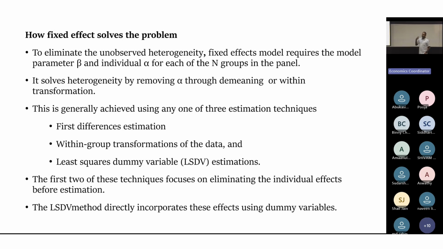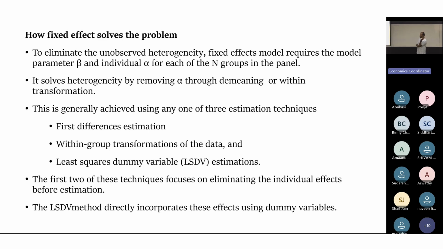If you have a variable, there are some equations. I'm not showing the equation, I'm just giving you the idea. So how can you solve the unobserved heterogeneity problem in the fixed effect model? You can apply first difference estimation. The data itself will compute the first difference. If you estimate the first difference, then the problem of heterogeneity will be solved. Right. The second thing is within group.